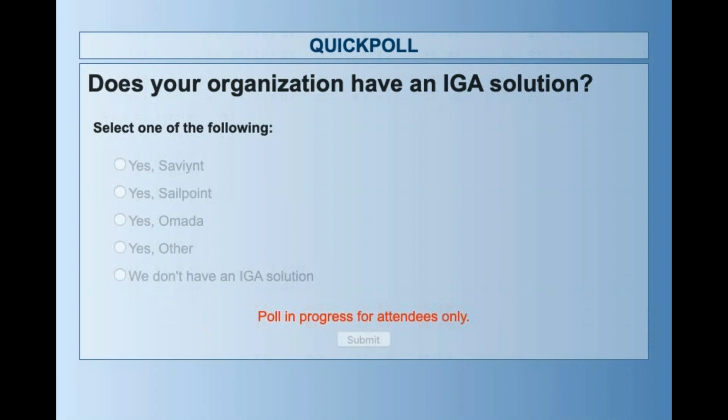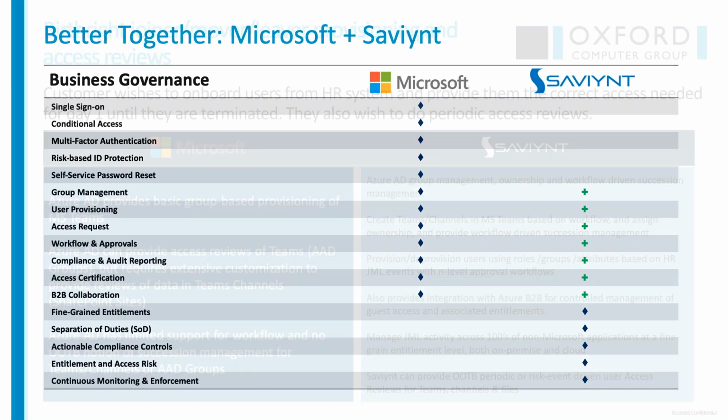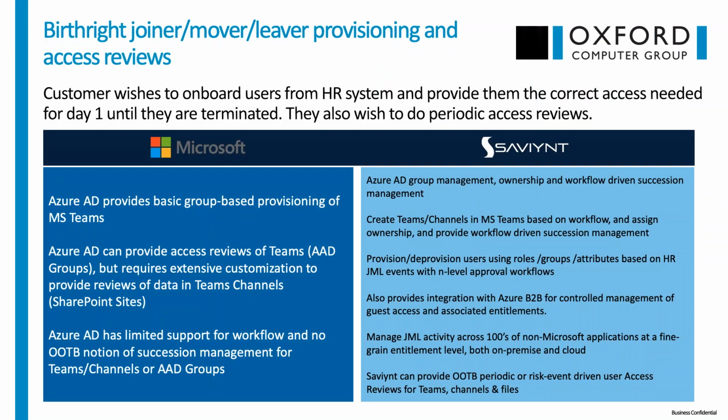Okay, appreciate the participation in that. Gives us some insight into what's being used, and it looks like a good amount currently doesn't have an IGA solution, and about the same number is currently using Saviynt. And so I'll be interested to hear some of the use cases and how Microsoft and Saviynt really can bring governance to Teams. So let me turn it over to Dave at this point. Let me give you control here, Dave, just a second.